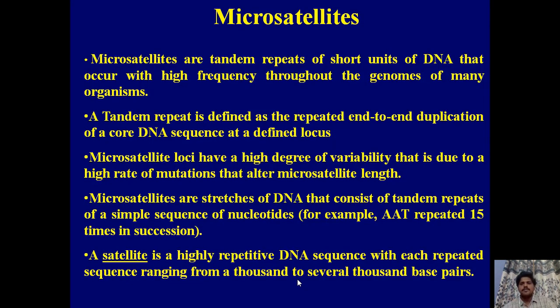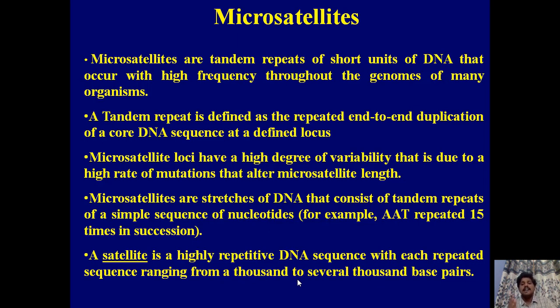Then these are tandem repeats of short units of DNA that occur with high frequency throughout the genomes of many organisms. A tandem repeat is defined as a repeated end-to-end duplication of a core DNA sequence. The microsatellite loci have a high degree of variability that is due to the high rate of mutations that alter the microsatellite length. So these are stretches of DNA that consist of tandem repeats of a simple sequence of nucleotides, for example AAT, repeated 15 times in succession.